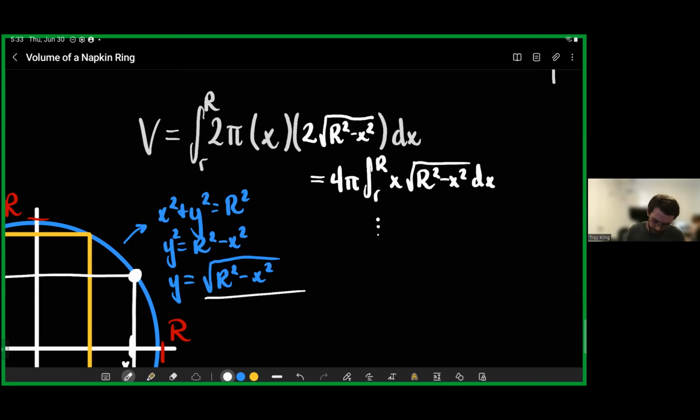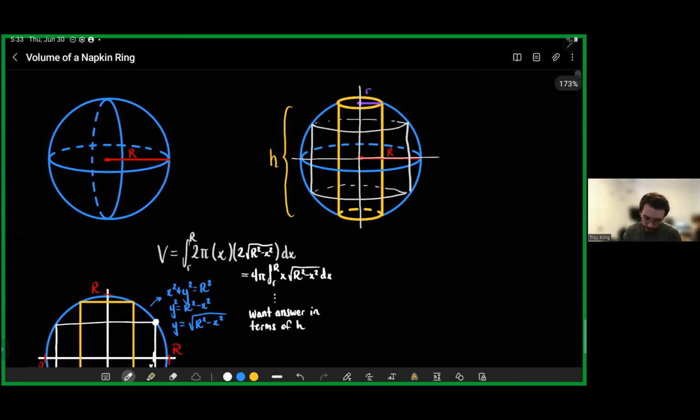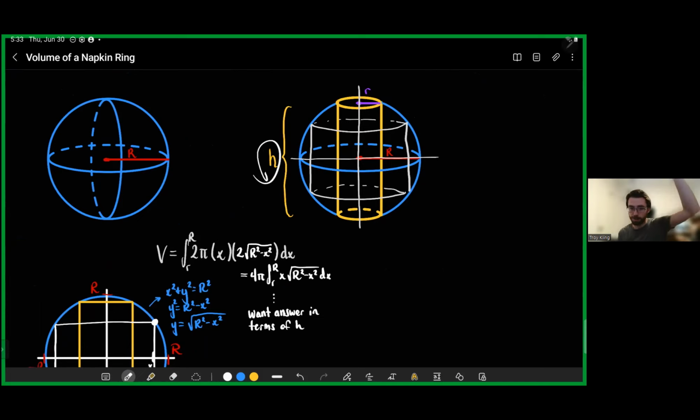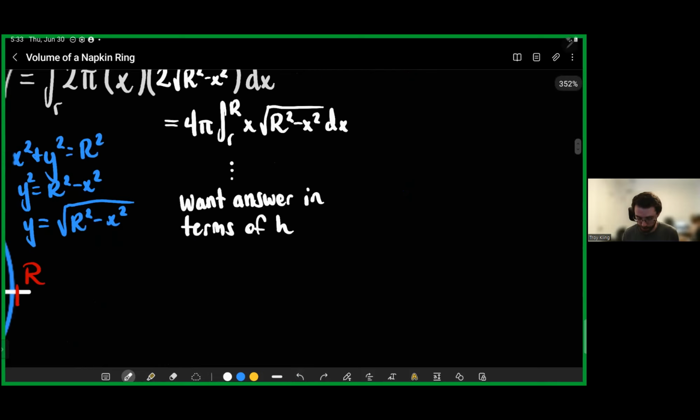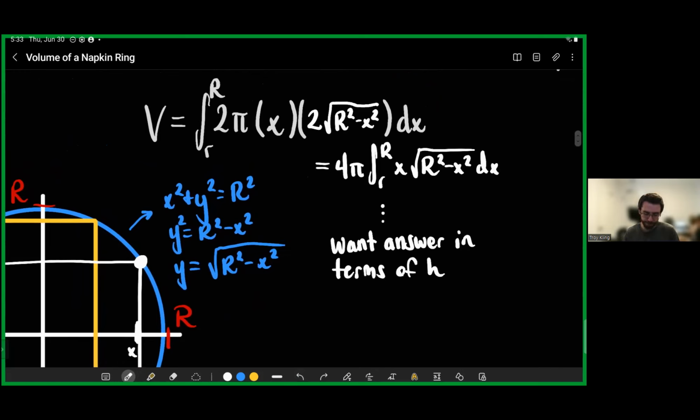But the problem statement actually says that we want our answer in terms of h. Notice there's no h floating around yet. H, you will recall, is the height of the drill bit, right? The hole that the drill bit cut through the sphere to start with. So we want to get it in terms of h. That presents a slight problem, but we can handle that using this same diagram.